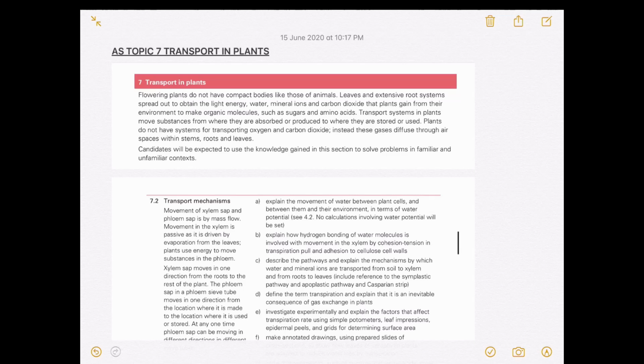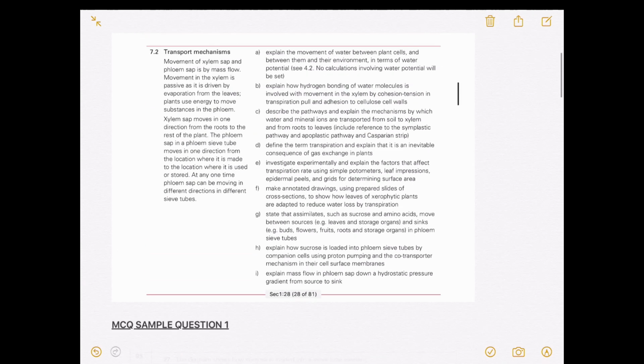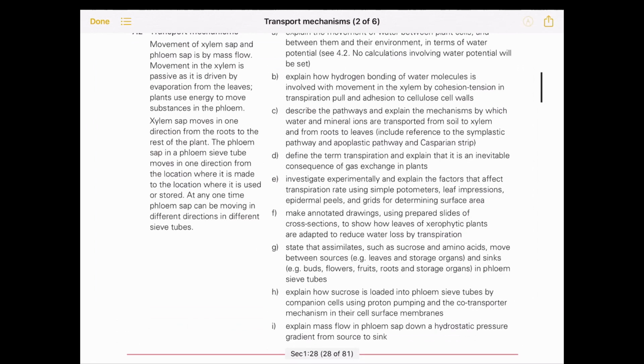Okay, today I'm going to cover AS topic, topic 7, transport in plants. I'm going to focus on learning outcome 7.2G. You're going to see how assimilates such as sucrose and amino acids are transported from the source into the sieve tube, commonly known as active loading of sucrose from the source into the sieve tube.